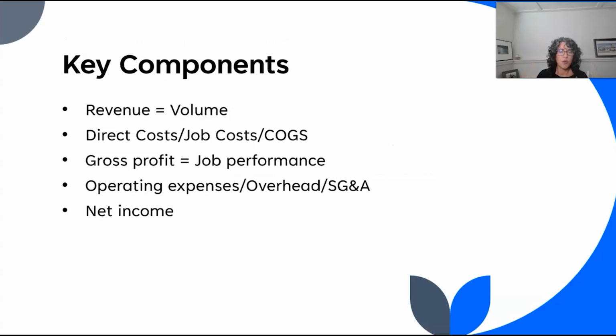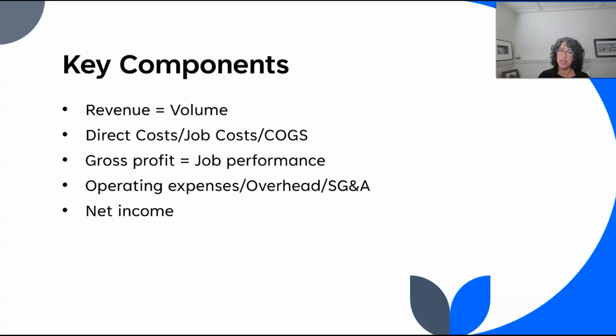There are just a few key components to the income statement, which is revenue, otherwise known as the volume. How much volume and sales are you doing during the year? The next section for contractors is direct cost, sometimes known as cost of goods sold, sometimes known as job cost. Again, these different words are based on your software. The goal of this top section, revenue minus cost of goods sold, is to get to gross profit. Gross profit should represent how you're doing on your jobs.